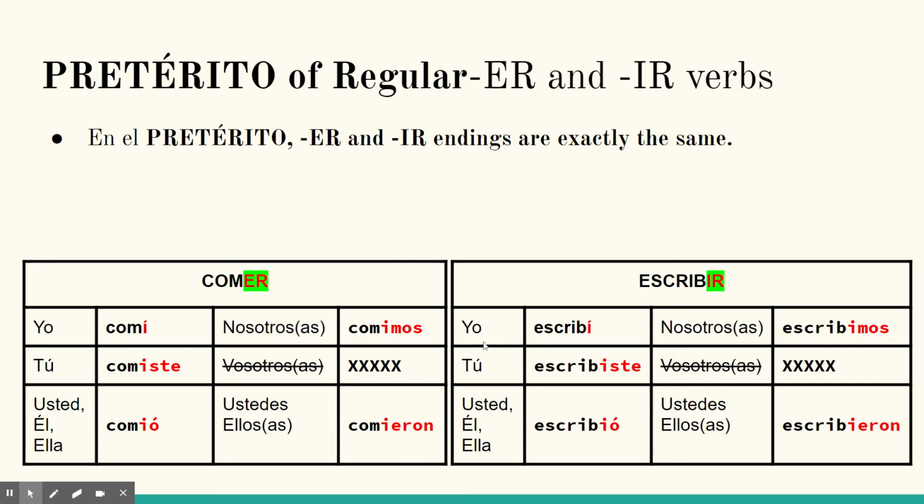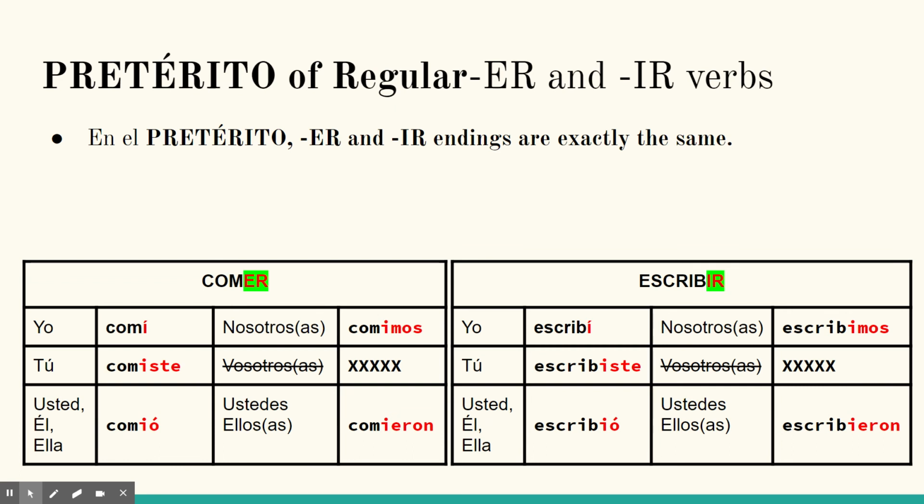Yo comí, yo escribí, with the accent mark over the I. Tú comiste, tú escribiste. Usted, él, ella comió. Usted, él, ella escribió. Accent mark over the O. Nosotros comimos, nosotros escribimos. Ustedes, ellos comieron. Ustedes, ellos escribieron. As you can see in both ER and IR verbs, those endings are identical, not one change or not one difference.